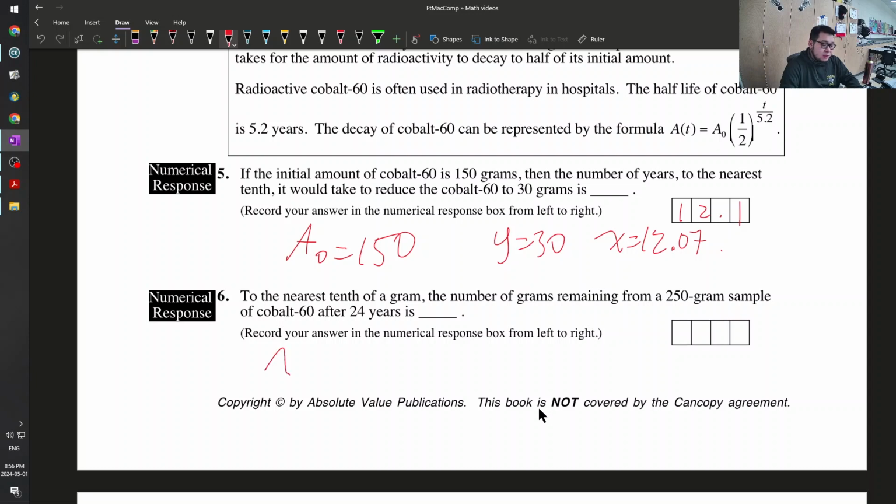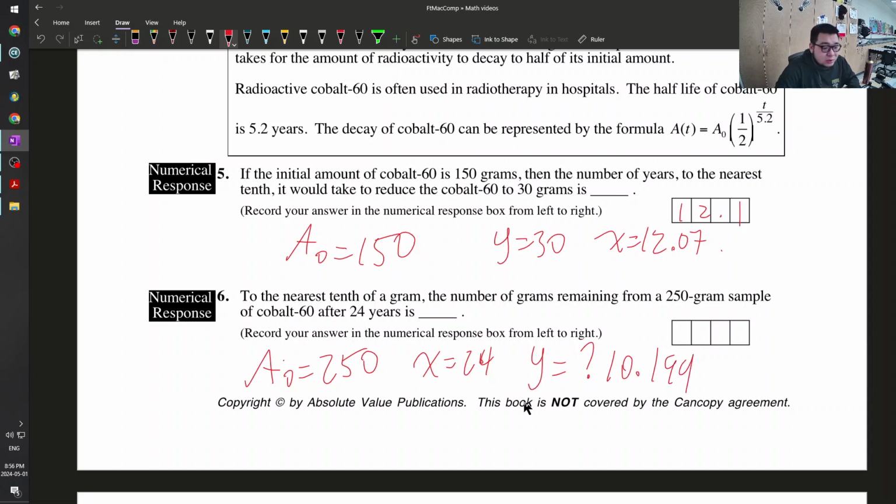So A naught is equal to 250. 24 years, so x is equal to 24. What is my y value? It is equal to 10.199. Once you round it, you get 10.2 to the nearest tenth of a gram.